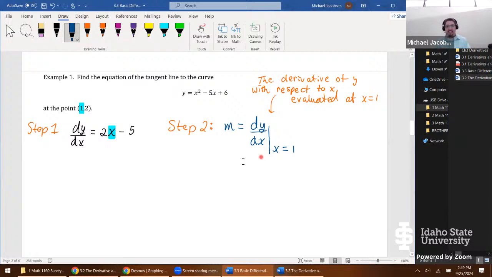At the end of the day, this clunky notation is just saying, take that 1, plug it in right here where we had our dy dx. So it turns into 2 times 1 minus 5. And that means the slope of the tangent line is automatically -3.